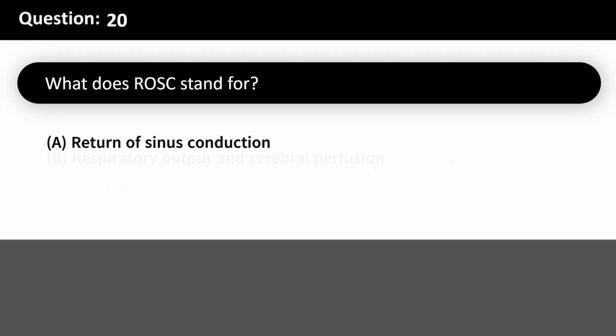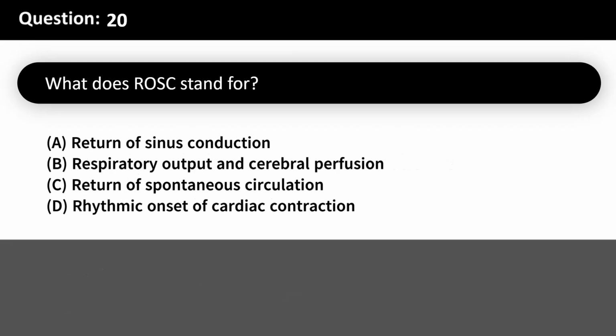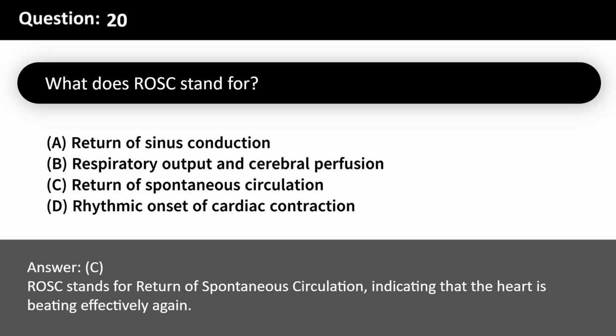What does ROSC stand for? A. Return of sinus conduction. B. Respiratory output and cerebral perfusion. C. Return of spontaneous circulation. D. Rhythmic onset of cardiac contraction. Answer: C. ROSC stands for return of spontaneous circulation, indicating that the heart is beating effectively again.